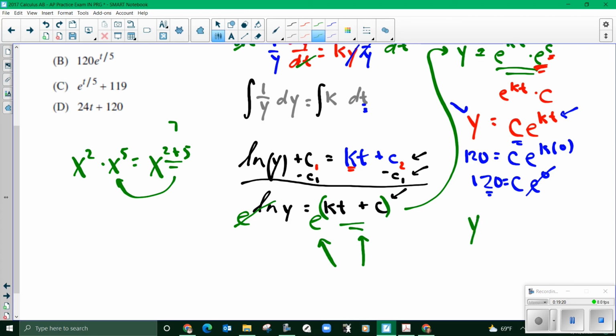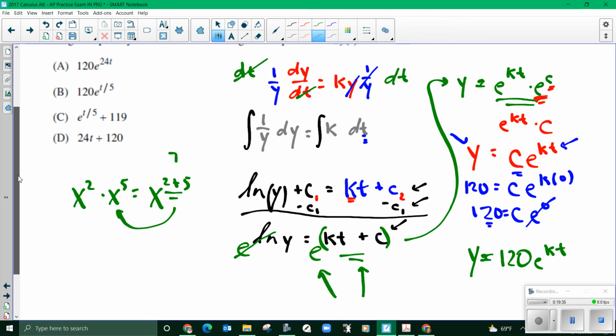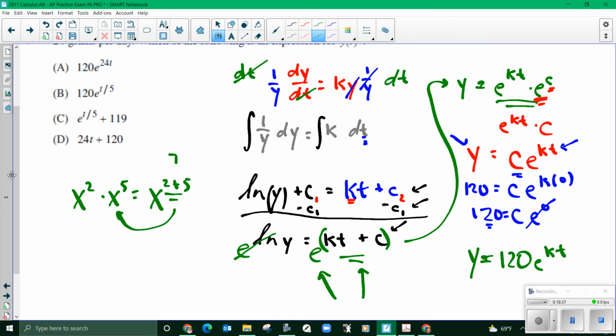We have y equals, I keep on making it look like a question mark, 120 in for c, e to the kt. If I look at my answers, it can be either A or B. It's not this, okay? So is k going to be 24, or is k going to be 1/5? How do I figure out what k is?